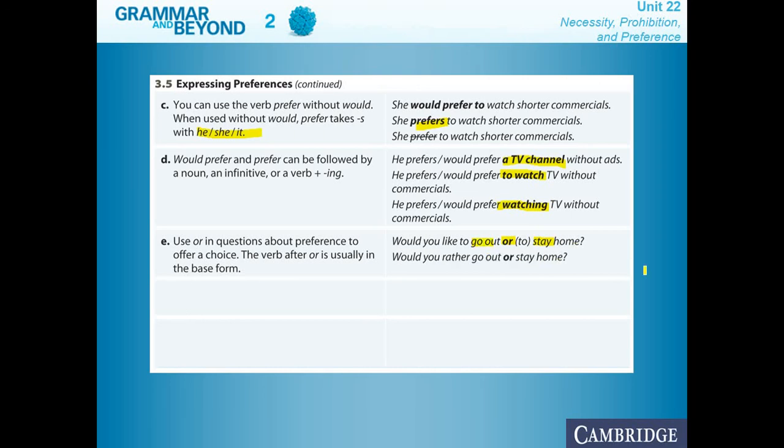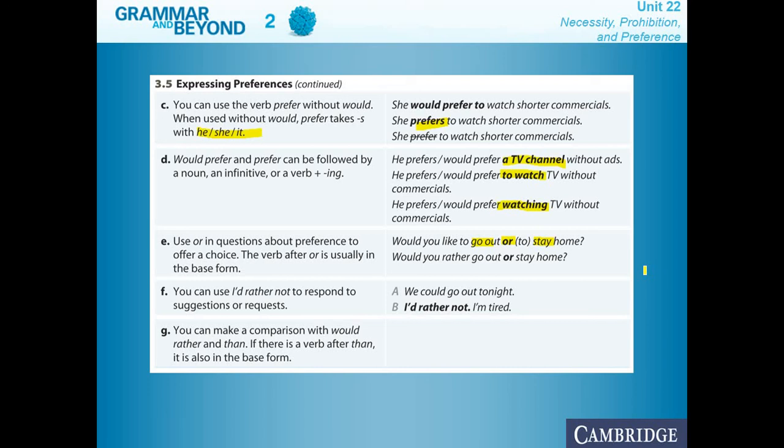We have would rather go out or stay home. Would you rather go out or stay home? You can use rather not to respond to suggestions or requests. For example, if I ask you, would you like to go to the party? I will say I'd rather not. I'm tired right now. I want to sleep at home and I want to stay at home.